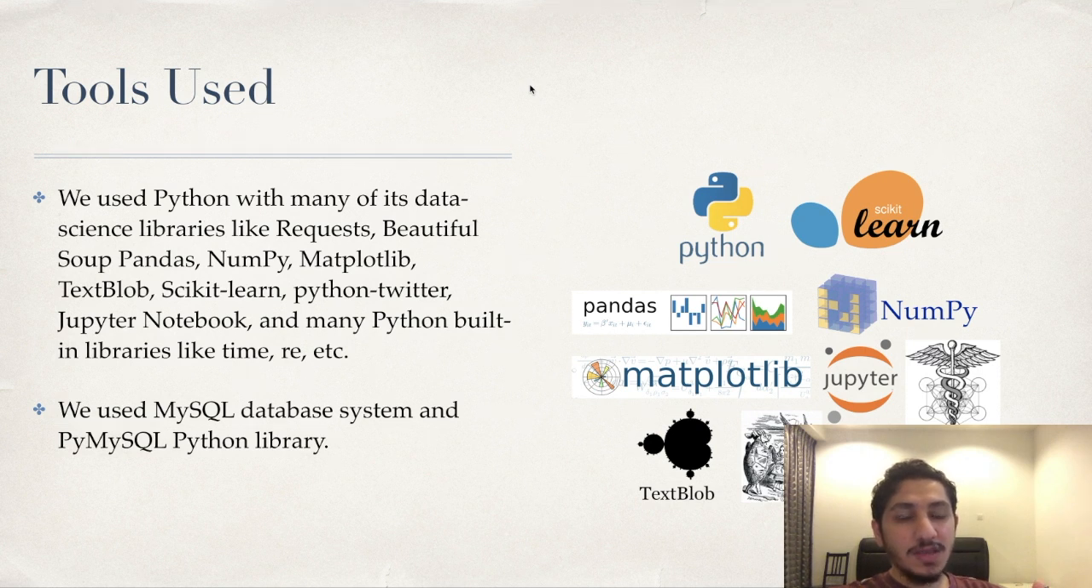We used pandas library for data manipulation and data representation in Python. We used NumPy for performing calculations on arrays. We used matplotlib for visualizations, textblob library for sentiment analysis, scikit-learn for clustering, Python Twitter library for connecting to Twitter API, as we will see later, and we used Jupyter Notebook in our development to write the documentation and the code and see the results in one document.